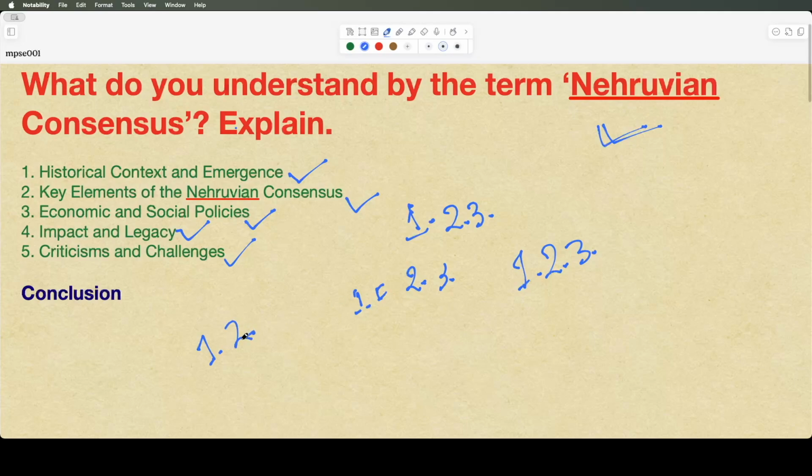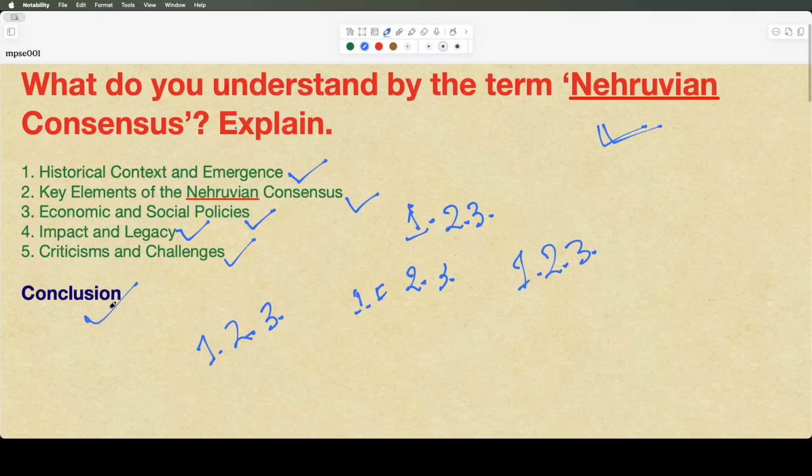Second point is persistent inequalities. Despite efforts at land reforms and social justice, significant inequalities persisted. The benefits of development were unevenly distributed and the rural-urban divide remained a major challenge. Third one is foreign policy limitations. While non-alignment provided strategic autonomy, it also faced limitations in addressing security challenges, particularly with neighboring countries like China and Pakistan. The 1962 Sino-Indian War exposed vulnerabilities in India's defense and foreign policy approach.